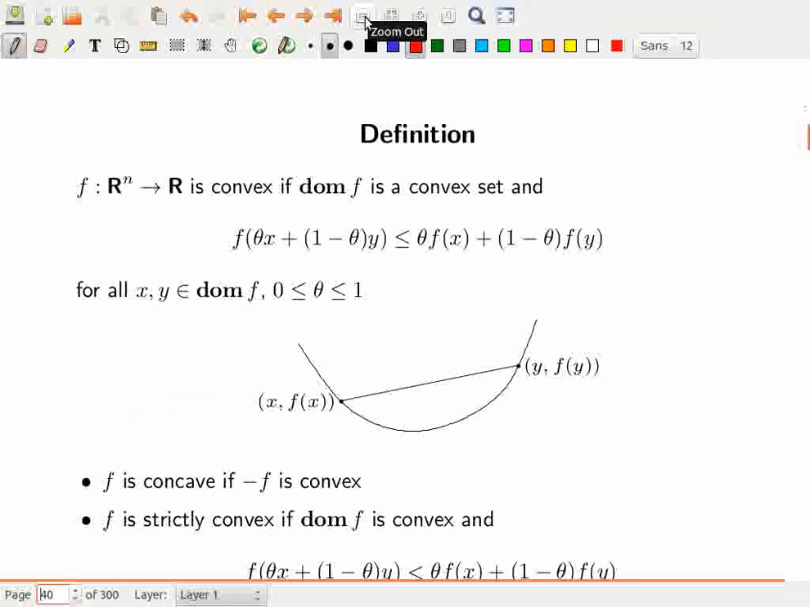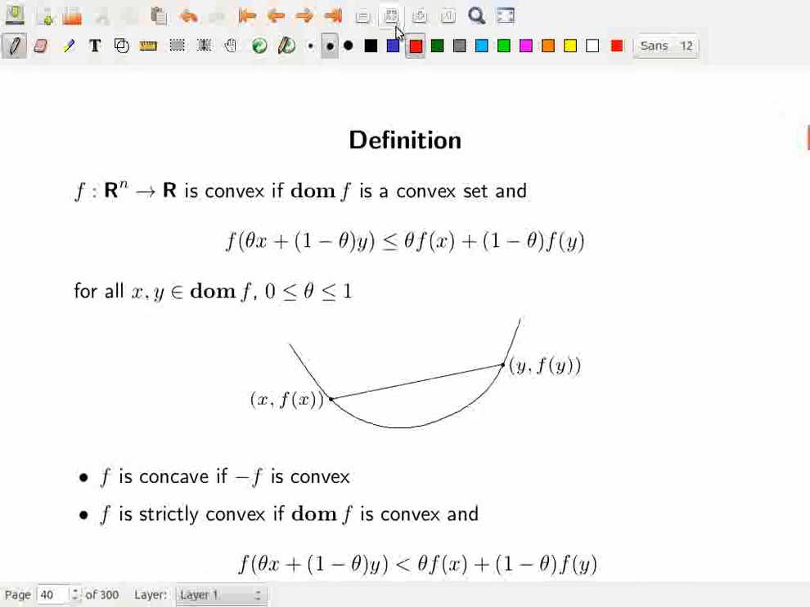Let's review some definitions. At the start of this chapter, we talked about the definition of the convex function. We had before the definition of the convex set, and here we define the average point, theta x plus 1 minus theta y. If the value of the function there is less than theta f x plus 1 minus theta f y, we call the function convex.